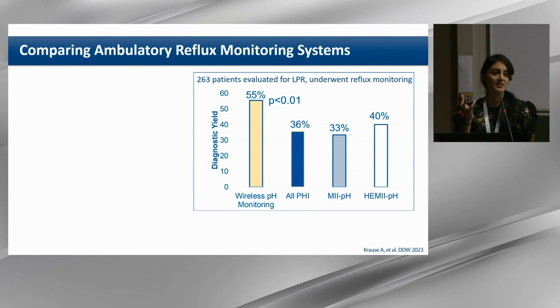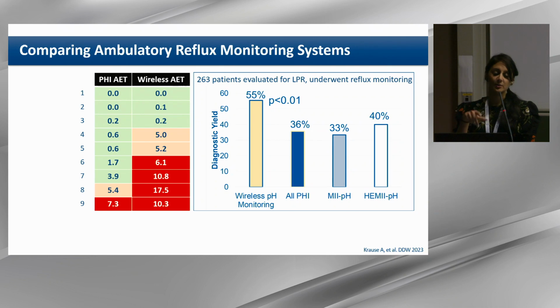But overall, wireless pH monitoring had a higher diagnostic yield of abnormal acid exposure than any of the pH impedance modalities. You might say, okay, is this a false positive, or are we picking up too much acid exposure? And it was interesting. There were 9 patients that had both pH impedance and wireless done off PPI therapy.